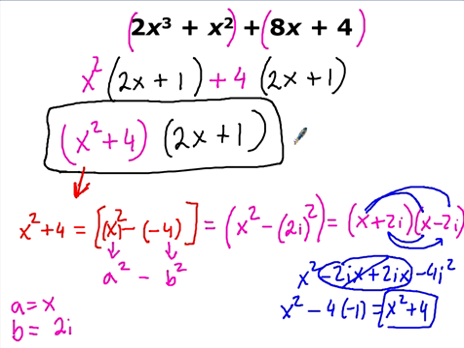So it is possible to factor this completely, but it would include some other roots. So really, it would be including all complex roots. The complete factorization would be x plus 2i times x minus 2i times 2x plus 1. But we are going to leave it in this form because right now we're dealing with real numbers only.